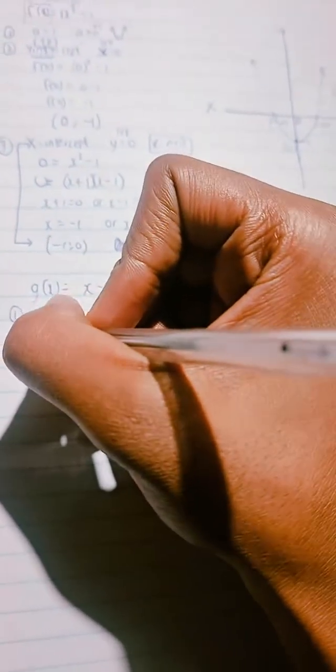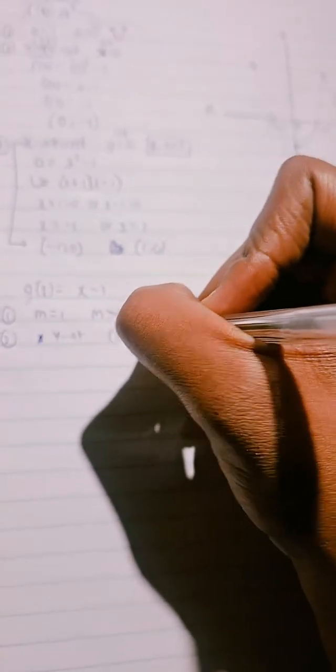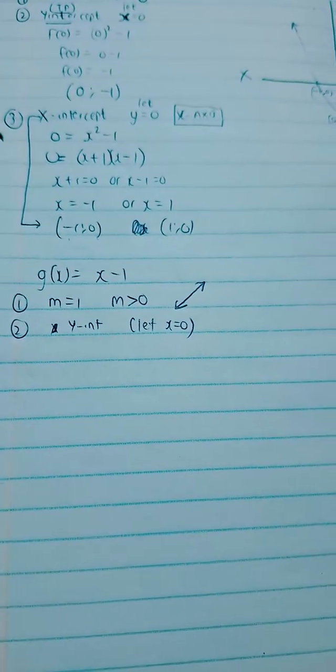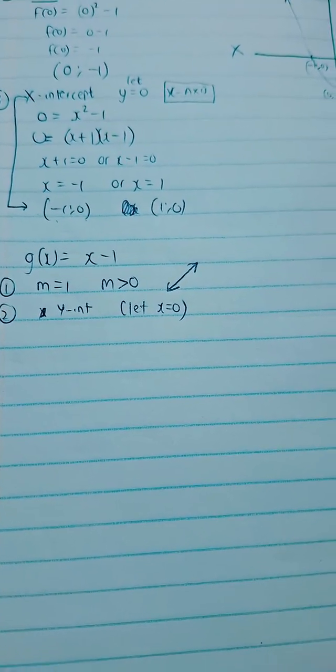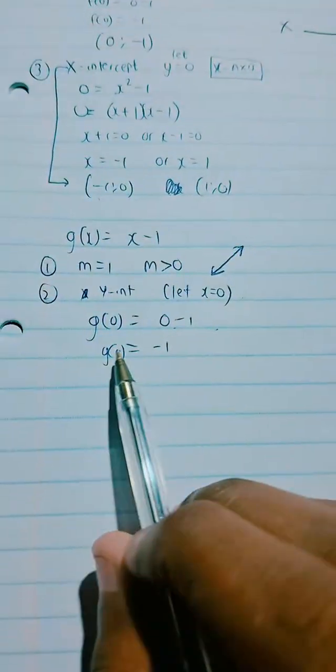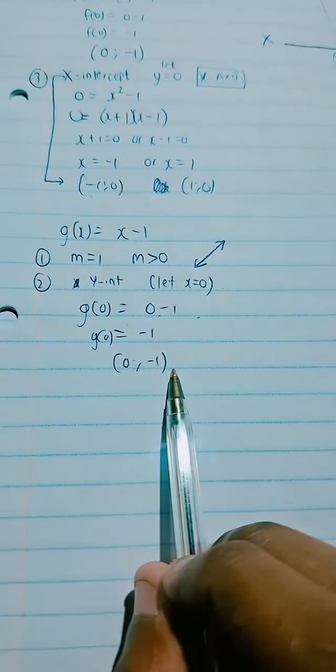2, let us find now the y-intercept. Y-intercept, we let our x be equal to 0. Since it's a straight line, it's just the y-intercept, guys, where the graph cuts the y-axis. So all we do, we let x be equal to 0. We come to the function. We say g of 0 is equal to 0 minus 1. We get 0 minus 1 is a -1. When x is 0, y is -1. These are our coordinates of the y-intercept.